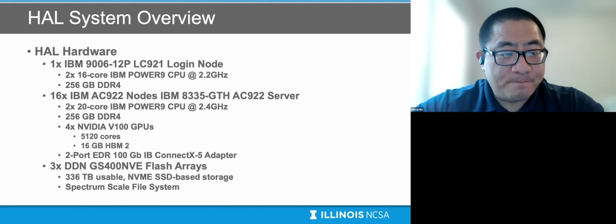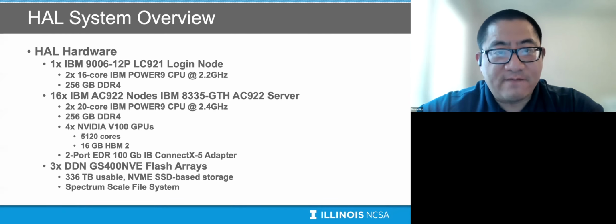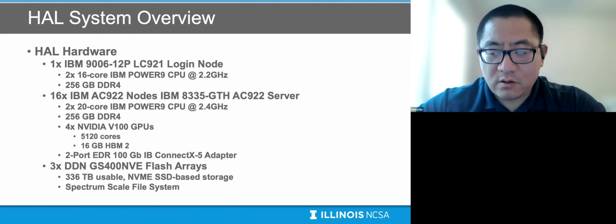And then, as I mentioned before, I want to stress it again, we have 3 DDN GS400 NVMe flash arrays. This array provides us 336 terabytes of usable storage. We're using the Spectrum Scale file system, known as GPFS, to share this storage among all our login nodes and the compute nodes.